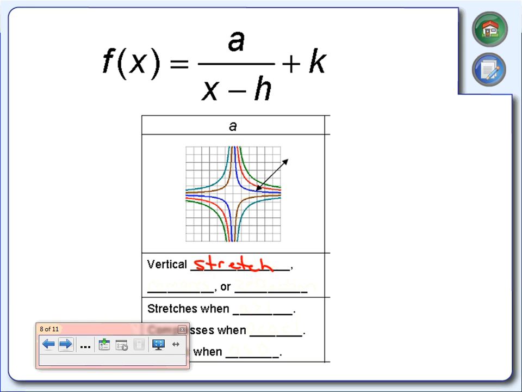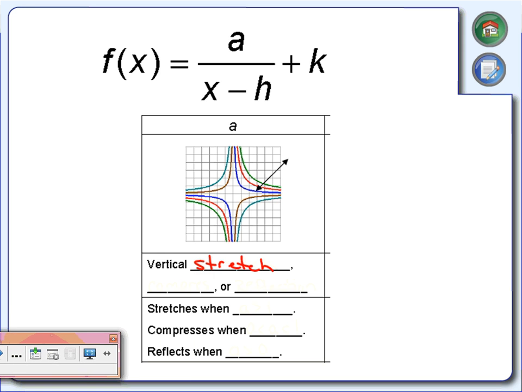And we'll talk about when we have a vertical stretch here in a second. What would be the opposite of stretch? Compressing. Okay, so we can also have a compression. So we can also compress the graph vertically. Or, there's one other thing. Can you think of the other thing besides stretching and compressing? Flip. What do we call a flip? Reflection. So these are the three things that A will do to our graph. It will stretch it, compress it, or reflect it, depending on what the number is.